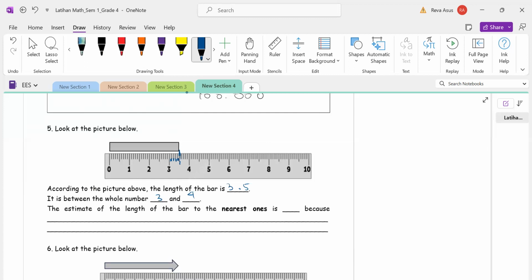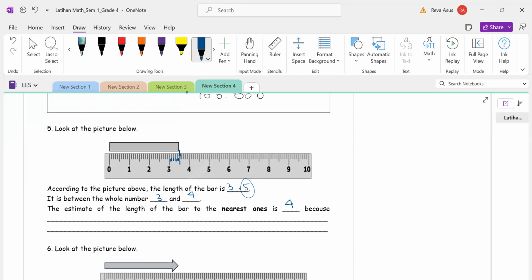The estimate of the length of the bar to the nearest ones is 4, because 3.5 is exactly between the whole numbers 3 and 4, so we round it up to 4. If the decimal here is 0.5, we need to round it up. If it is less than 5, we won't round it up. If it is more than 5, we will round it up. If it is exactly 5, we will round it up as well.